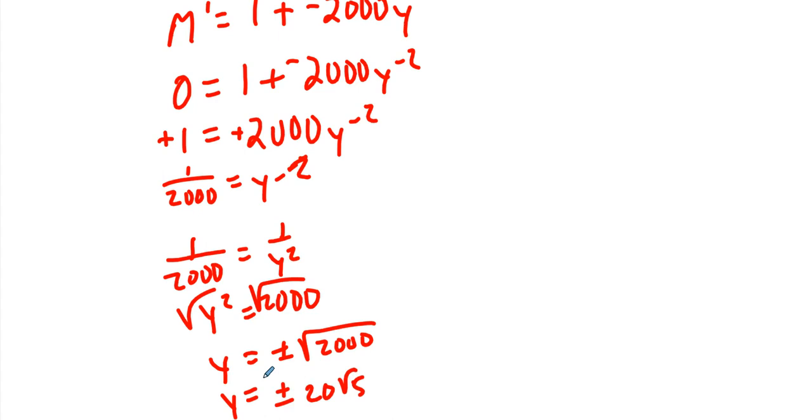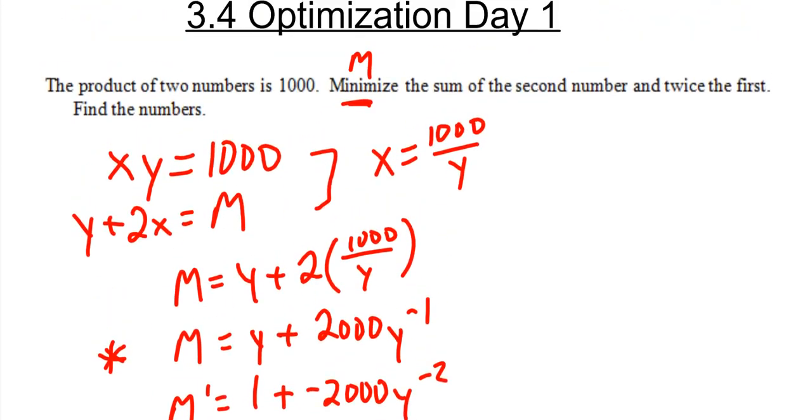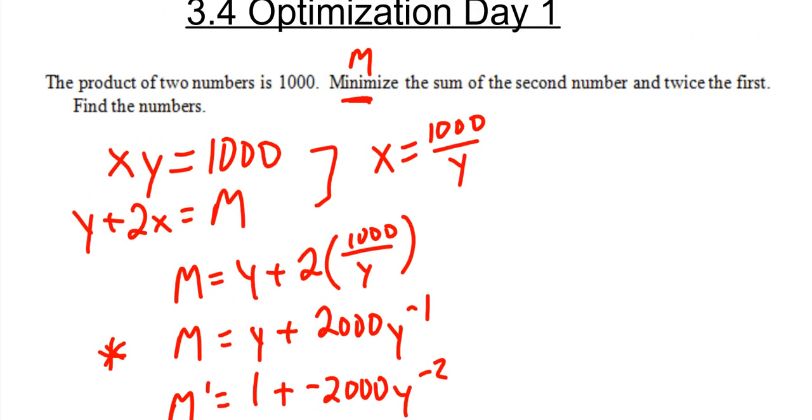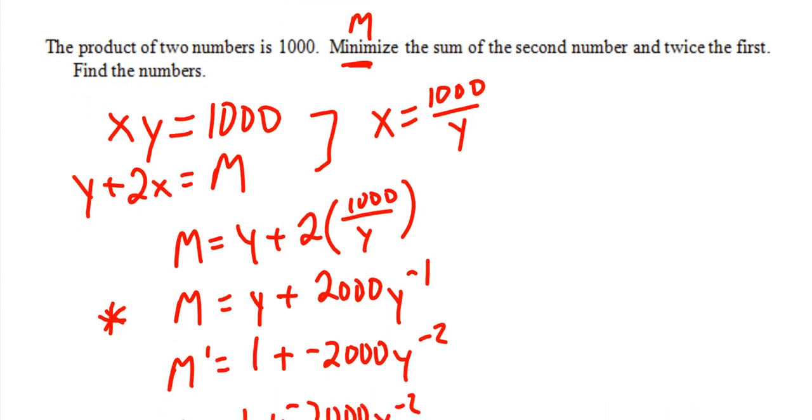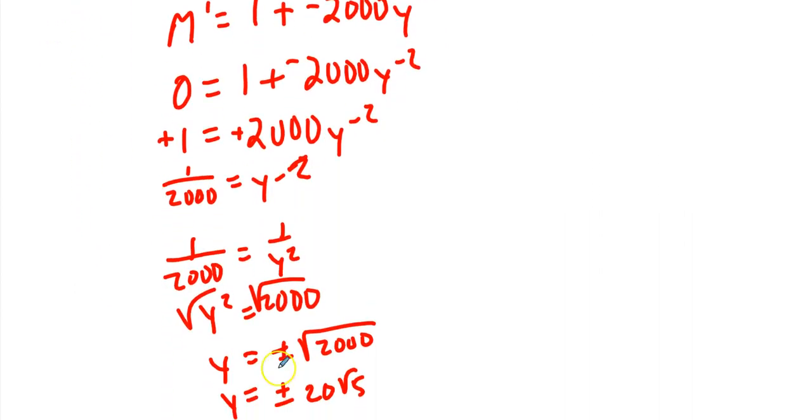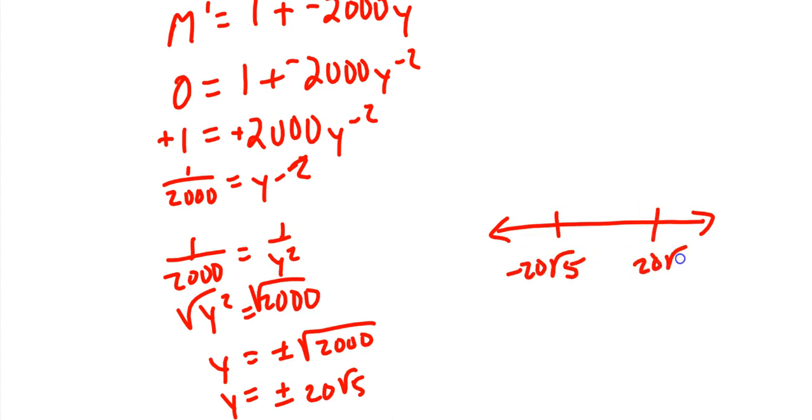Okay. So let's go back and read this problem here just a little bit. The product of two numbers is 1,000. Minimize the sum of the second number and twice the first. We want to find the numbers. Okay. So again, these are our critical numbers right here. So we have plus or minus 20 root 5. So let's go ahead and test our critical values here. So we have our number line of negative 20 root 5 and positive 20 root 5.